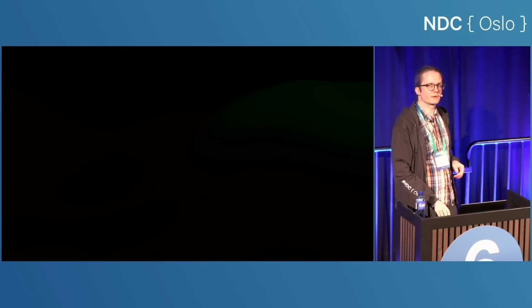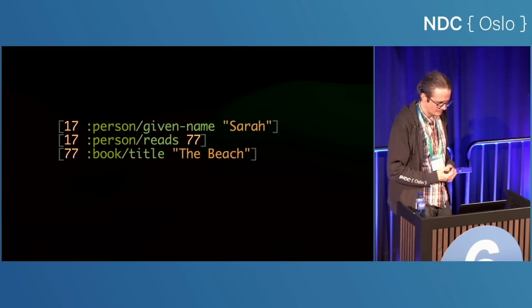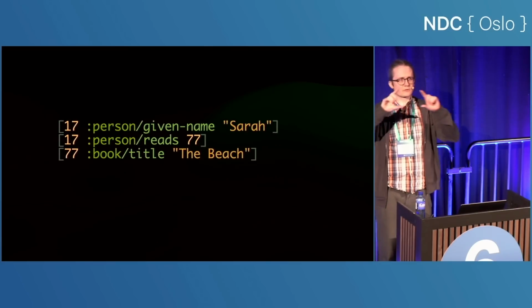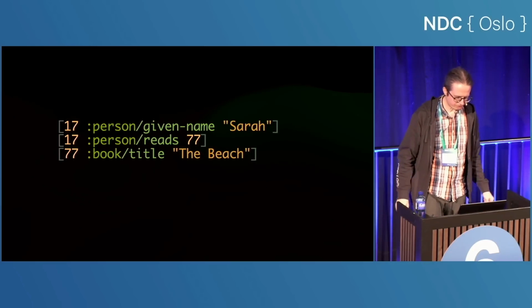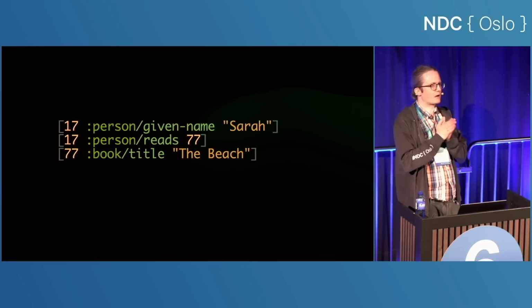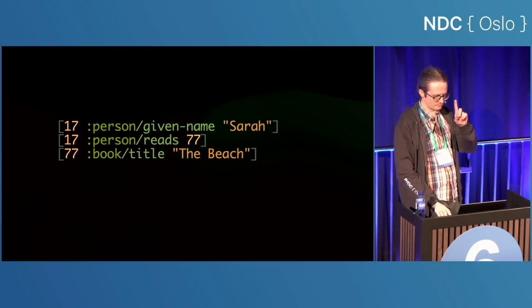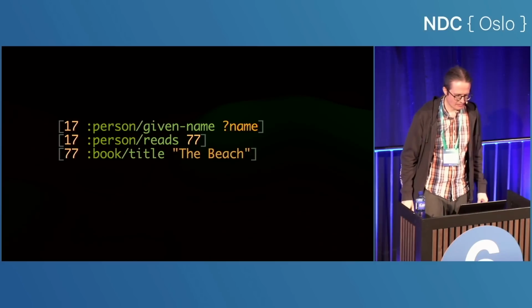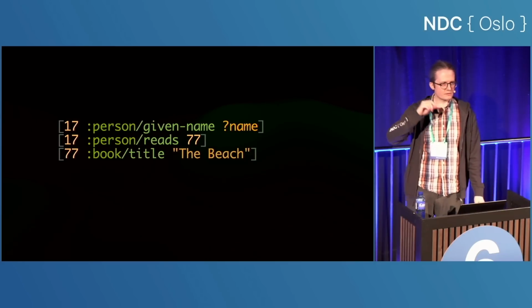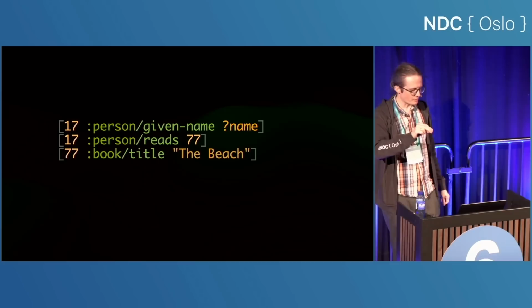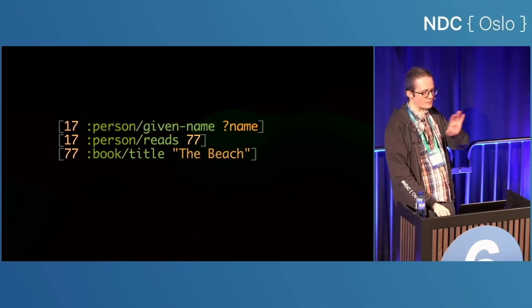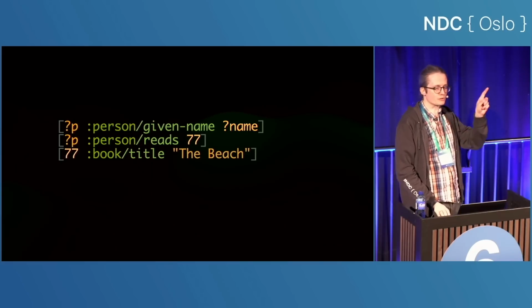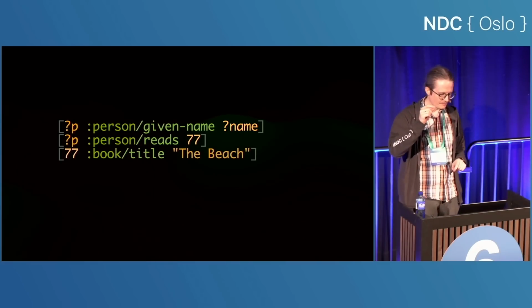Let's write a little query. This is sort of the three facts that together read Sarah is reading The Beach. We will replace the concrete name of Sarah with a variable name. The question mark in front indicates to Datomic that this is a placeholder. And 17 is the concrete ID of one specific entity, the person. We will replace it with P.